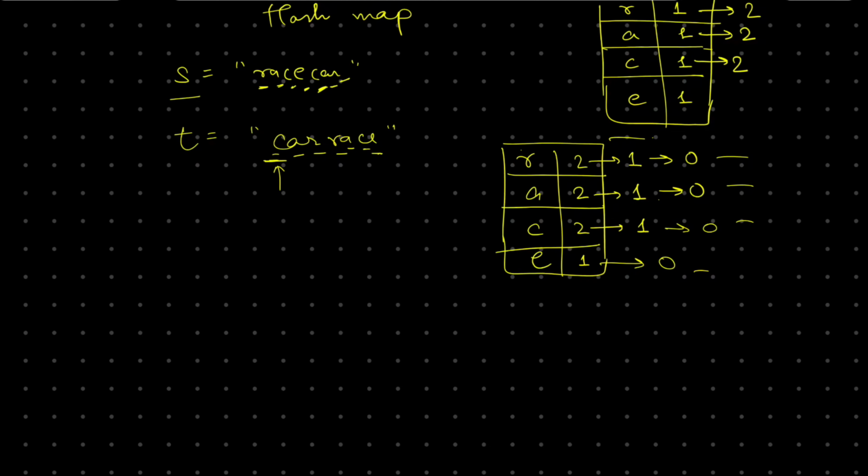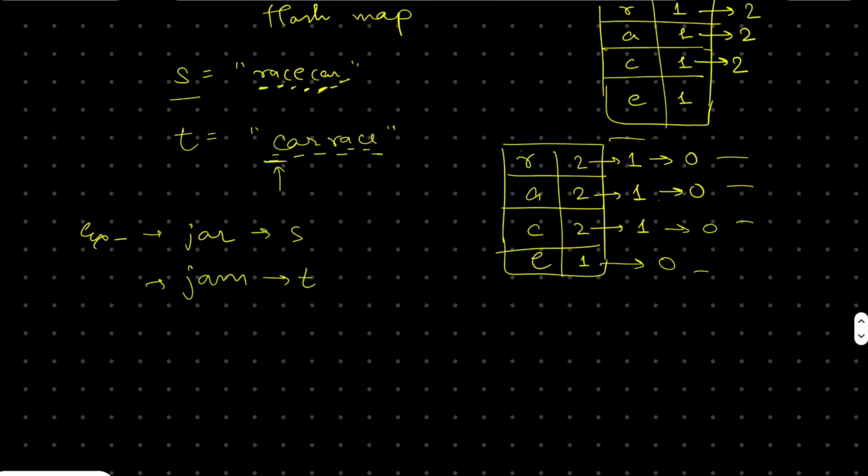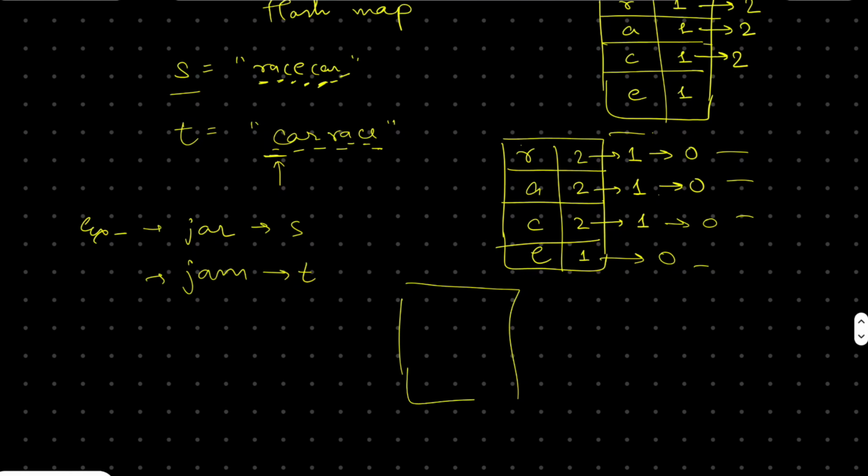And that's how all counts will become 0. And just in case even one count is not 0, then they are not anagrams. For example, jar and gem, right? This was our S and this was our T. For this example, J, A, R. These were the frequencies. When we go to the string T, we will reduce the frequencies.